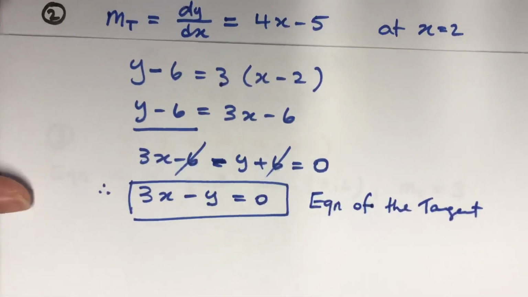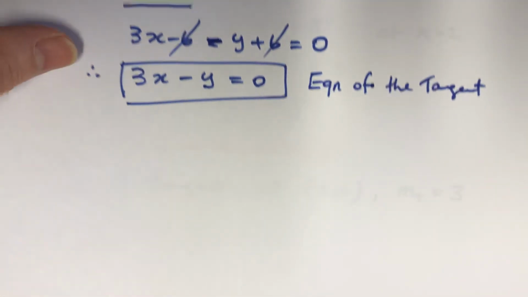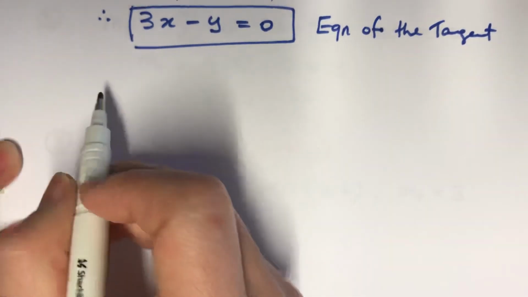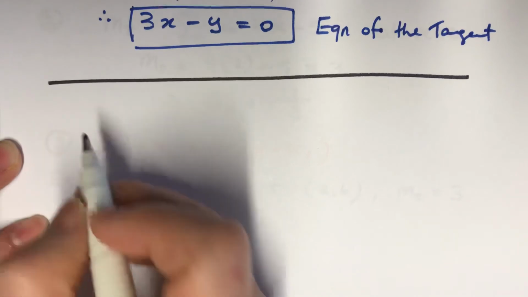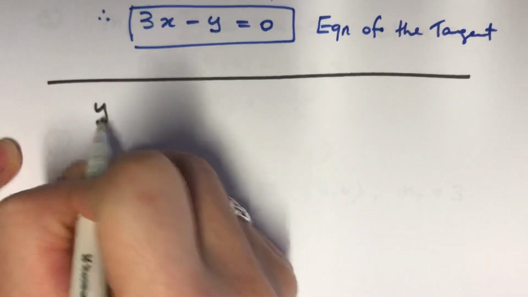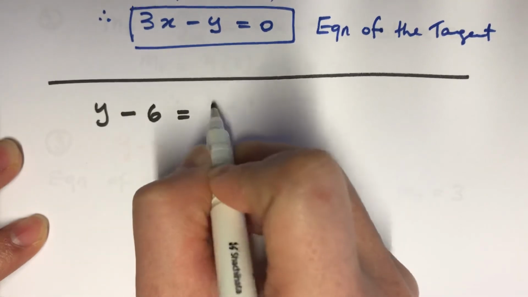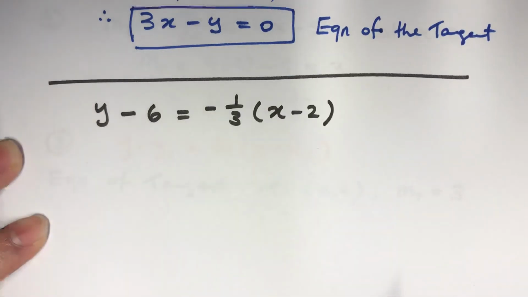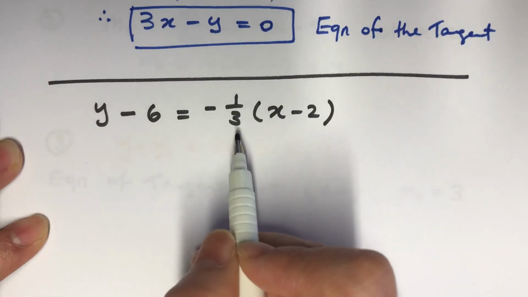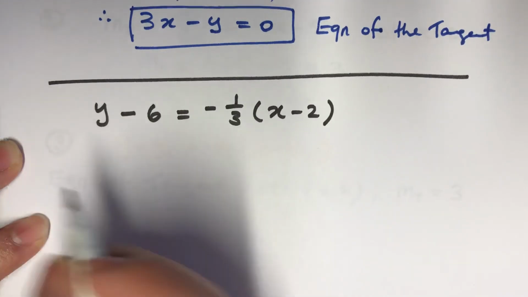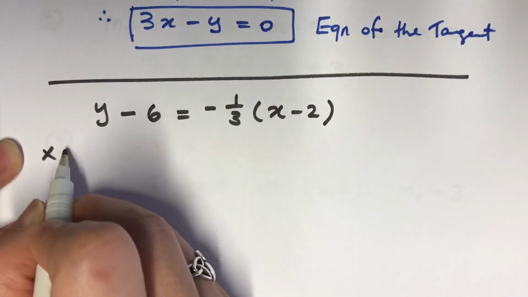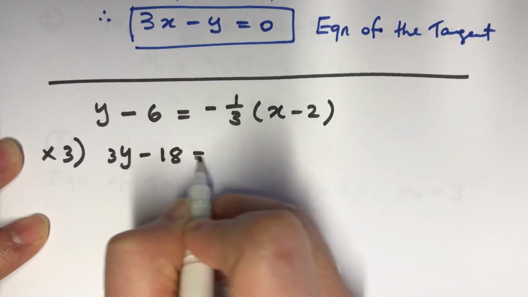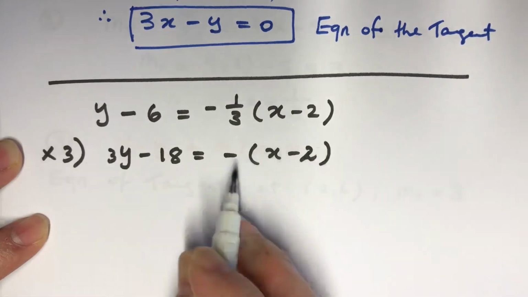Okay, now I'm going to go to the next one, which is finding the equation of the normal. So I'm going to go y minus 6 equals minus 1 over 3 times x minus 2. Now you're using the same y value and x value, the only thing that's different is the gradient. Okay, so in here I'm just going to get rid of the fraction, so I'm going to times by 3, so it'll be 3 times y minus 6 equals minus x minus 2.